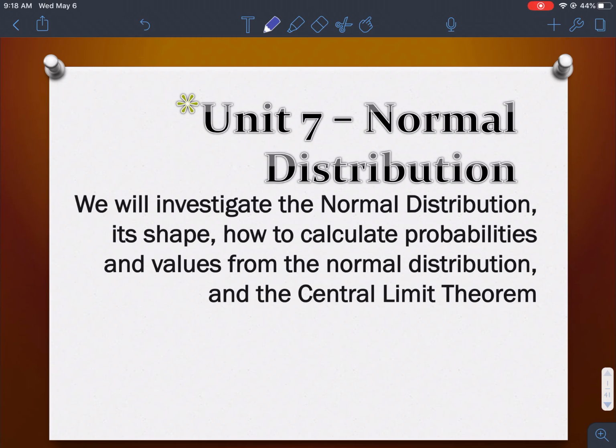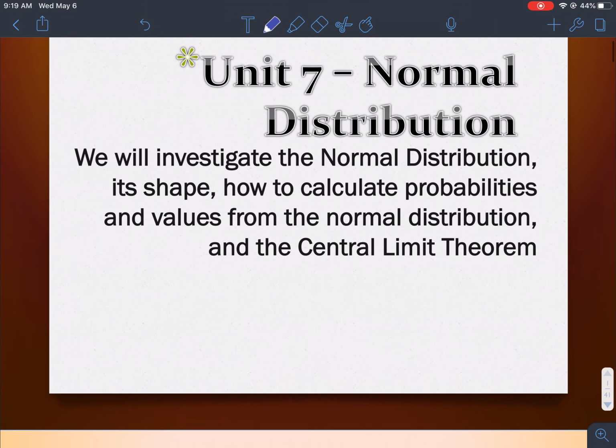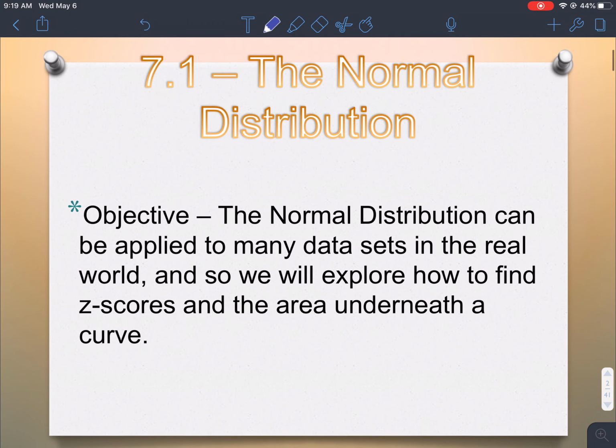This is Algebra 3. We're going to talk about Unit 7, which is the normal distribution. We're going forward into a little bit more statistics, some college level statistics. We will investigate the normal distribution, its shape, and how to calculate some probabilities, something we have discussed earlier in the year.